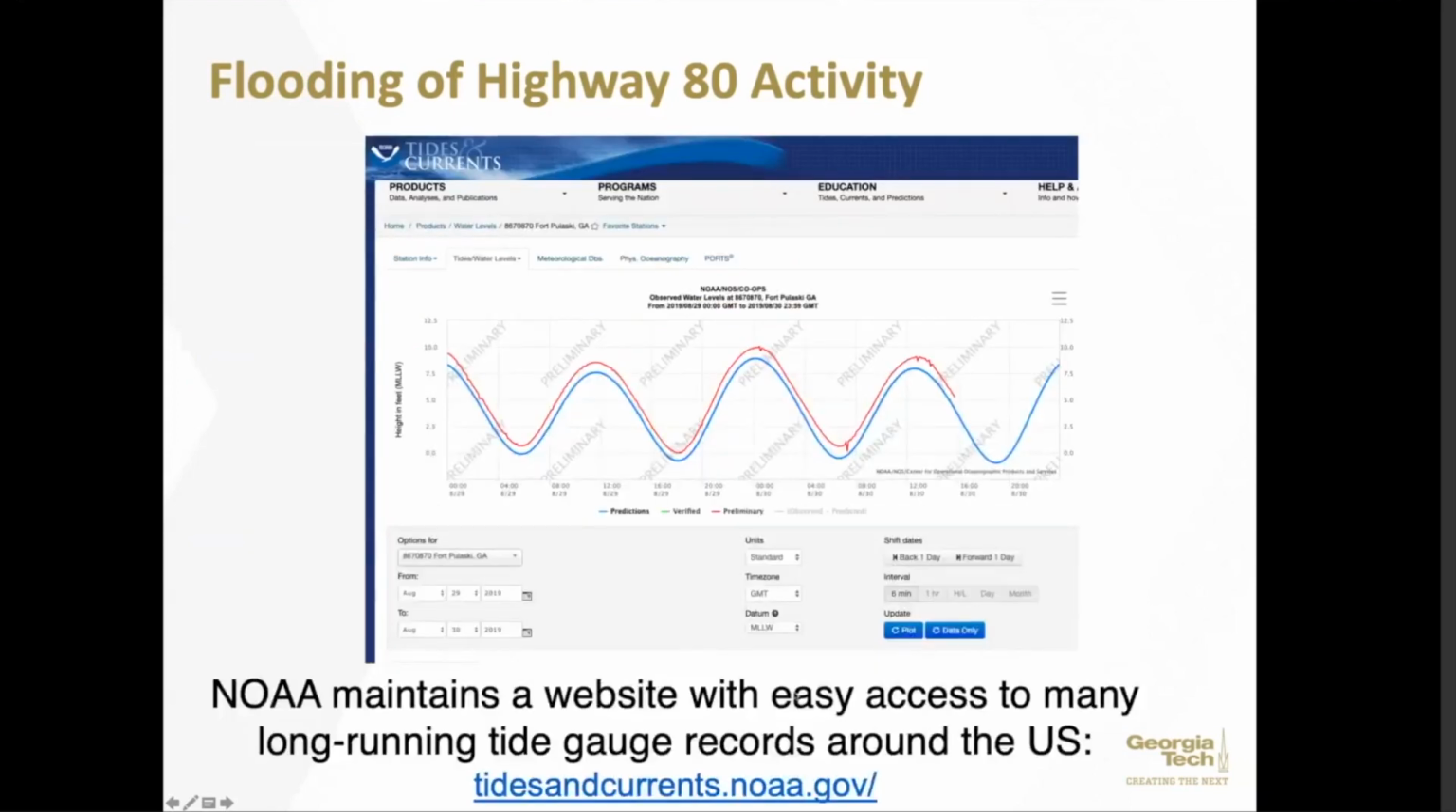So this is the site where we collected all of the tidal data for the activity. And if you'd like to access additional data for gauges around the US, tidesandcurrents.noaa.gov will be a great source for that information.